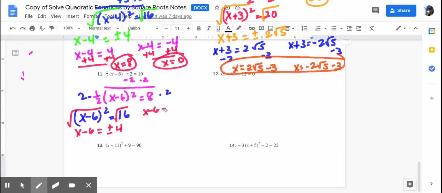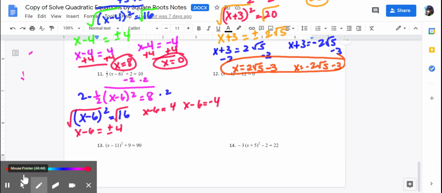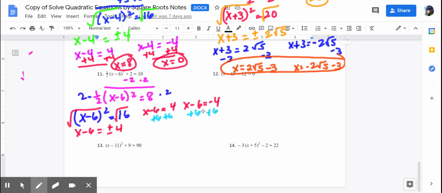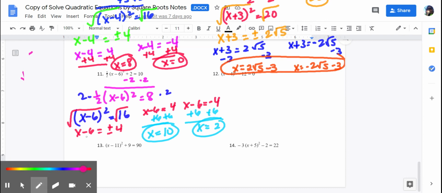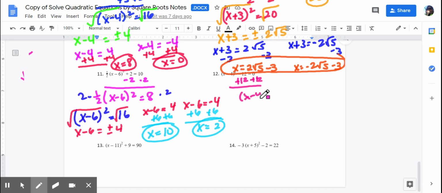So x minus 6 equals positive 4, x minus 6 equals negative 4. Then I just want to solve for x on each of those. I'm going to add 6 to each side. So I get my two answers to be x equals 10 and x equals 2. Number 12, I'm going to start by adding 12 to each side. So when I do that, I get x minus 4 squared equals 12.